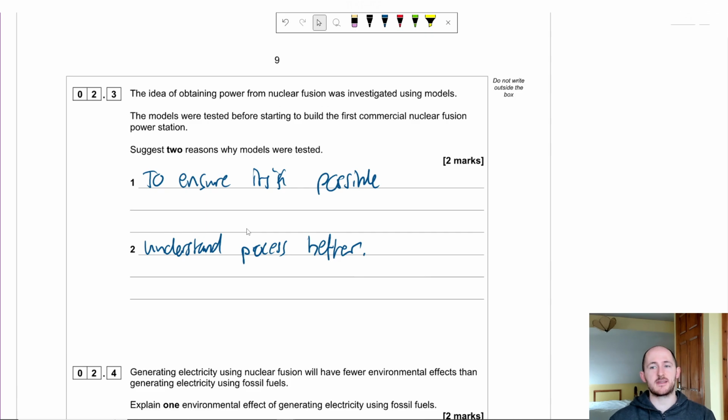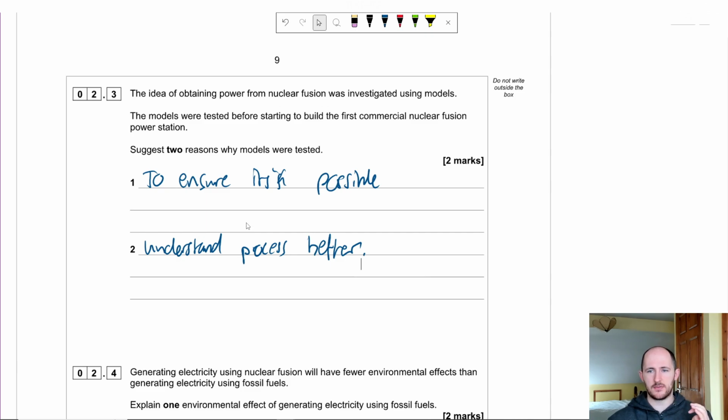It could also be to assess the efficiency of the process. So is it actually going to be economically viable? How much energy are we going to get out for this? To make predictions, to assess safety risks, to assess the impact on the environment. That's a really big one when it comes to producing energy and electricity.